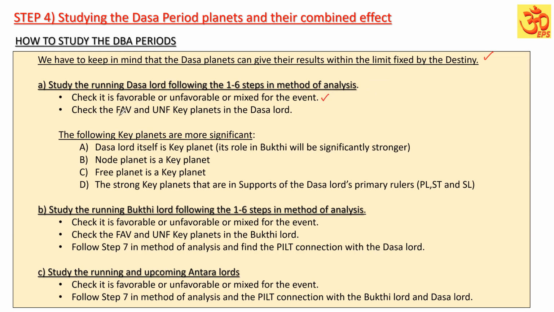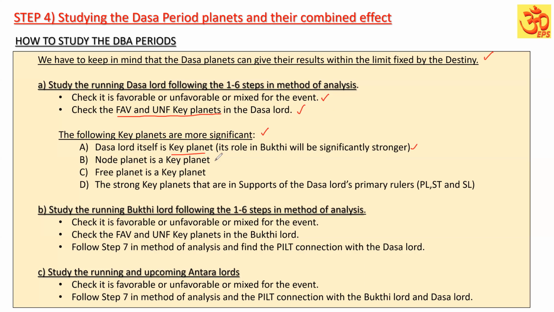Check the favorable and unfavorable key planets in the Dasa Lord. Which key planets are making the Dasa favorable for the event or unfavorable for the event? They are the key planets of the Dasa Lord, and we have to note them down. The following key planets are more significant. What are they? The Dasa Lord itself is a key planet. Its role in Bugdi will be significantly stronger.